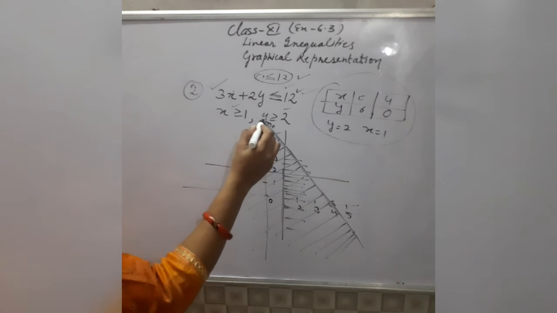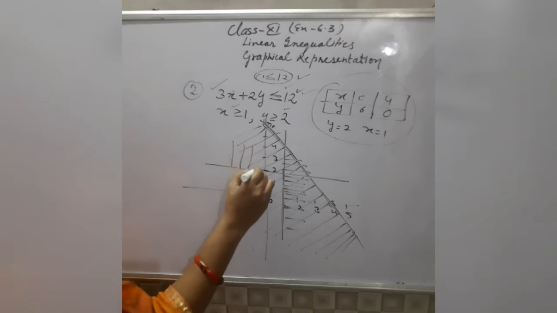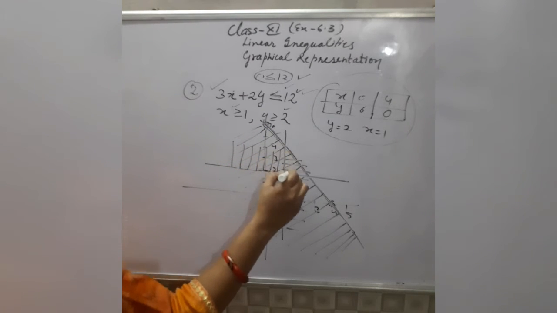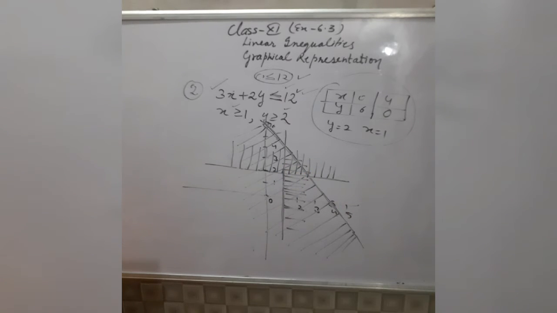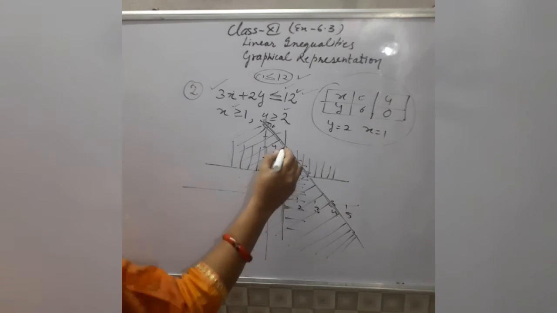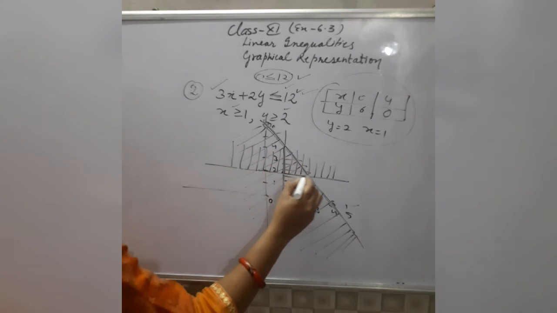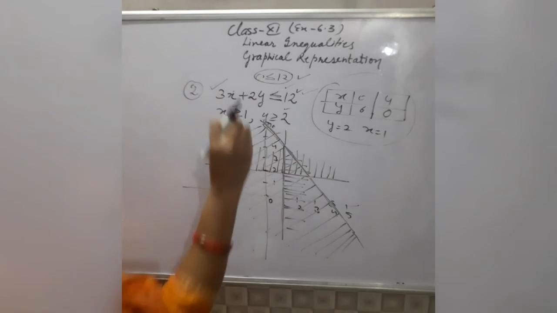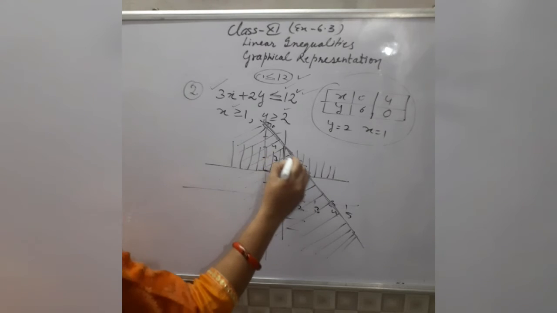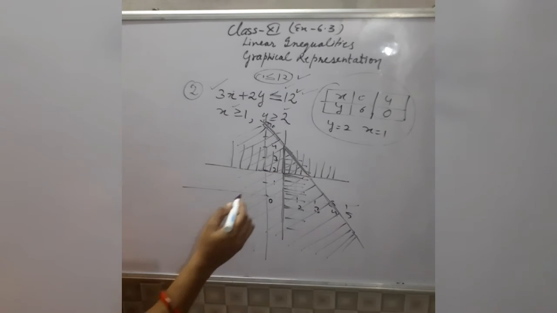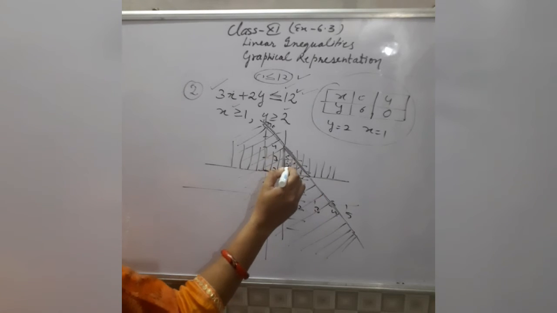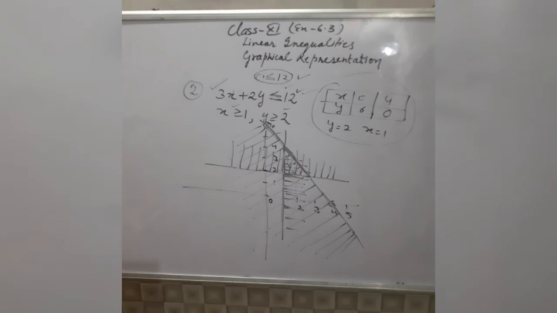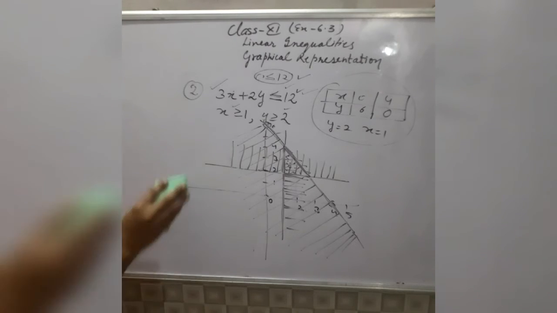And for the third linear inequality, y is greater than or equal to 2. The value of y is greater than 2 in the upward direction. So this is the shaded region for the third linear inequality. And if you see very carefully, this small triangle is the common region for all three linear inequalities. So this is the solution for this system of linear inequalities. It means all the points which lie in this small triangle will satisfy this system of linear inequalities. This common region is the solution of these linear inequalities.